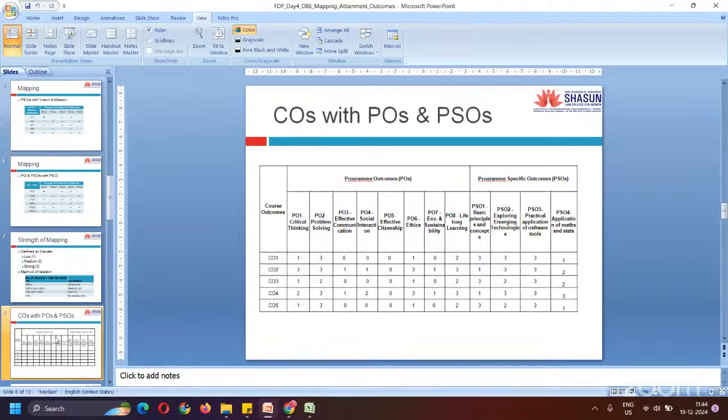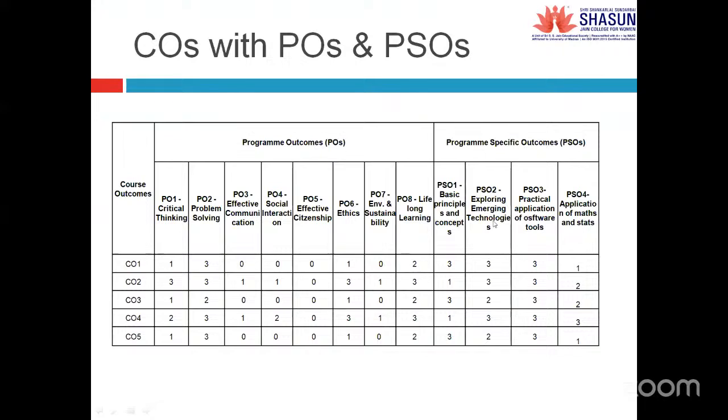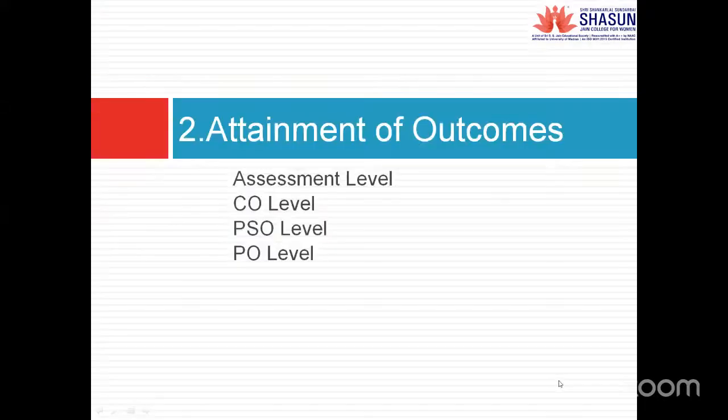So this is what we have discussed. We are mapping our course outcomes with the program specific outcomes. With this I'll be moving on to the second part of the session, where we are going to calculate and measure the attainment of various outcomes at the assessment level, at the CO level, and we can attain the outcomes at the PSO, and finally the PO level.